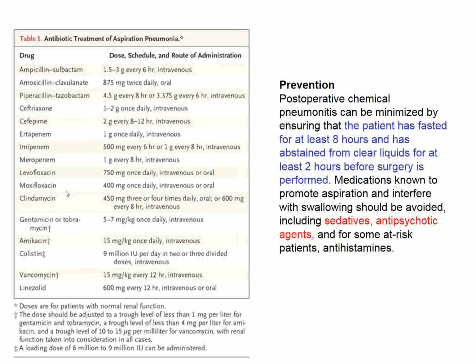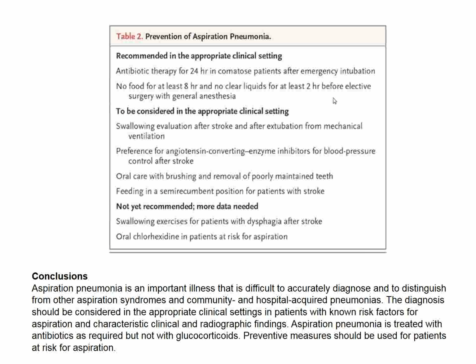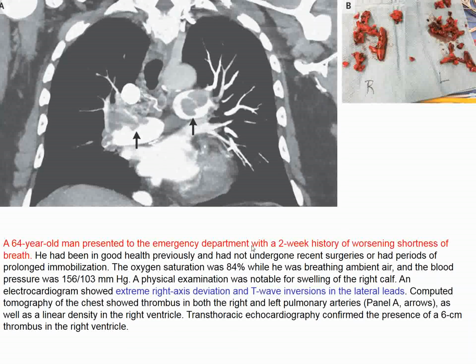And here's a whole host of various antibiotics that can be considered for these treatments, but probably more important is an attempt to prevent aspiration pneumonia if possible. And preventative regimens are shown here, and it would be important that you review these things if you were working in intensive care units. Here's a short clinical vignette in the New England Journal.